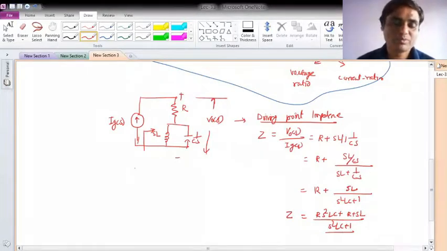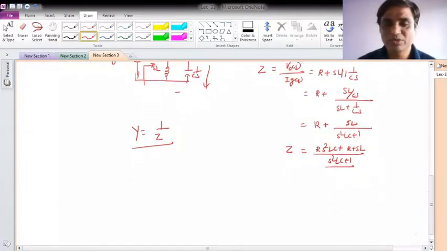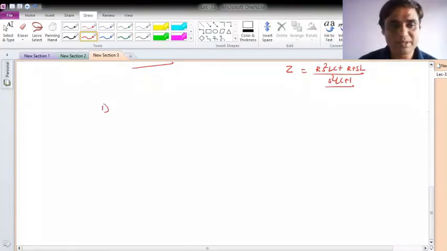Similarly, if I want to compute the driving point admittance, it is the inverse, that is 1 by Z. Now let us take the example for the transfer function. So first let me calculate the impedance transfer.